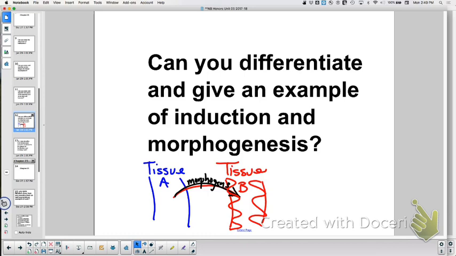What is it influencing it with? Morphogens. Morphogenesis is the movement. So induction is the signal that it sends? The signal itself is the morphogen. The process of sending the signal is induction.